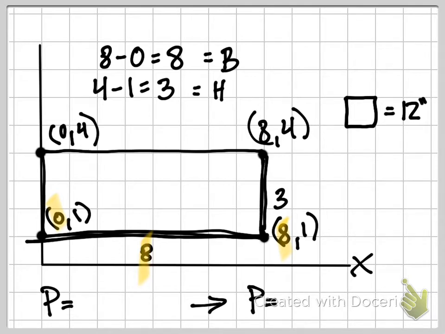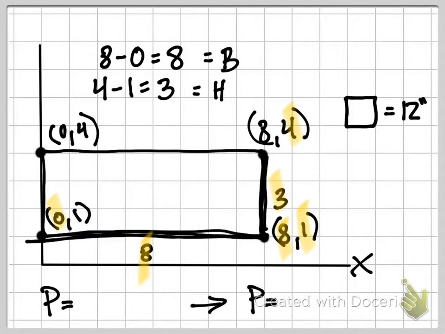Similarly, let's look at this side. What am I looking for here? My x values or my y values? My y values. What are my y values that are listed there? 4 and 1 that we see on that side. Excellent. And what is 4 minus 1? 3. Excellent. So we have that side of 3.